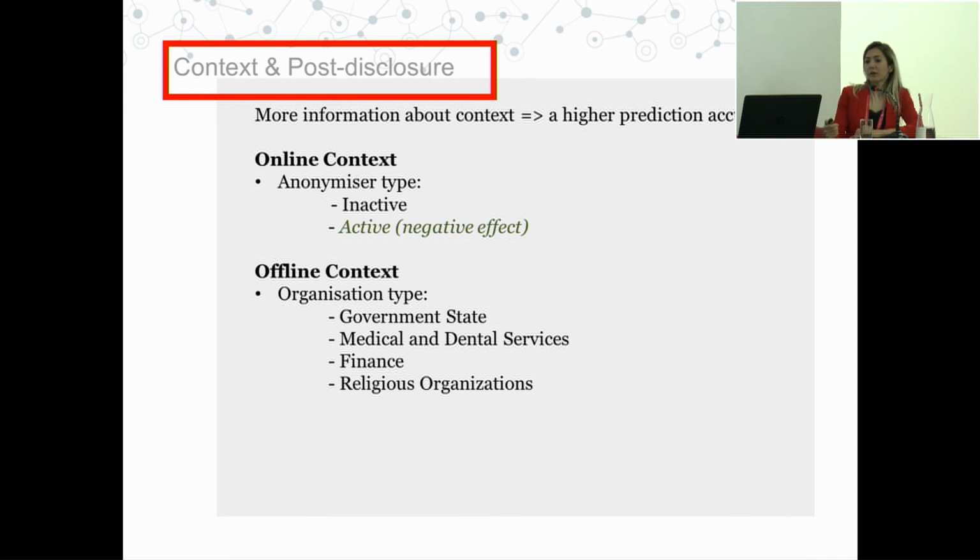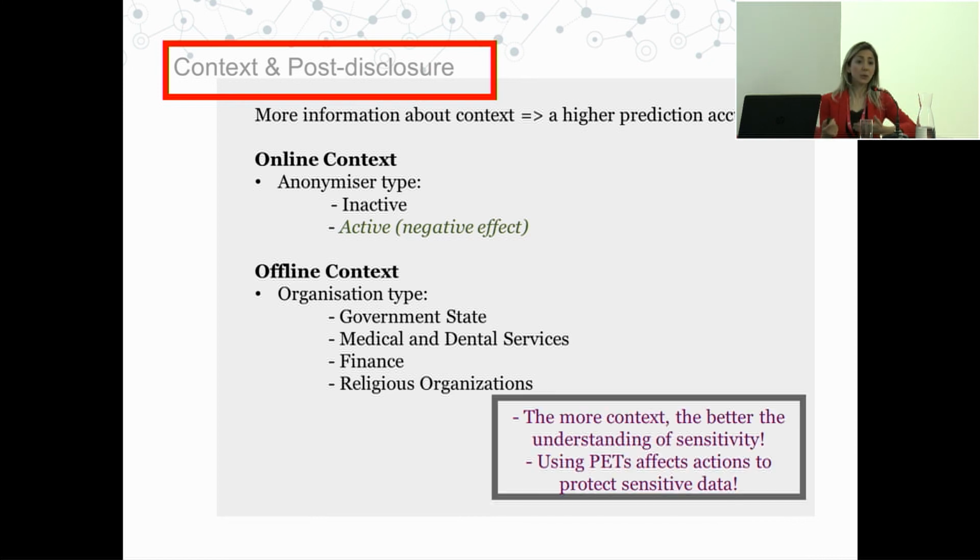And when we went further and checked the effect of context on post-disclosure patterns, we also found that, in this case we did the sensitivity pattern inference, but we added just extra contextual information. So we added, for instance, information about the anonymization methods or tools the user is using, or whether the user is using anonymization or not. We added information about what type of work the user has. And we found that the more contextual parameters that we add to our algorithm, the more accurate the prediction is.